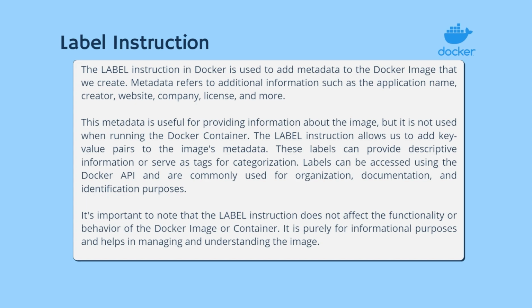These labels can provide descriptive information or serve as tags for categorization. Labels can be accessed using the Docker API and are commonly used for organization, documentation, and identification purposes. It's important to note that the LABEL instruction does not affect the functionality or behavior of the Docker image or container. It is purely for informational purposes and helps in managing and understanding the image.